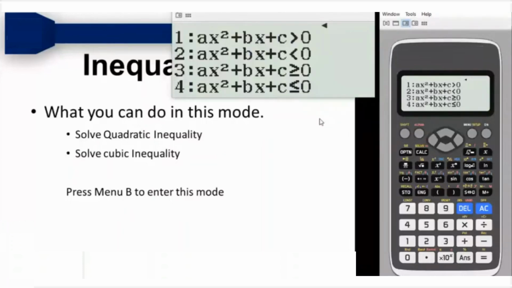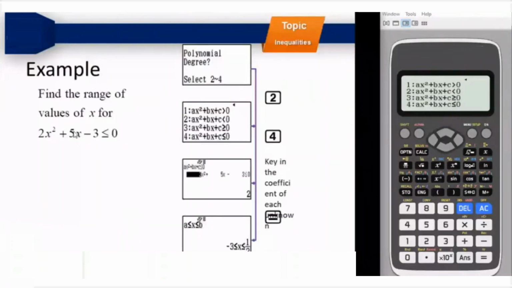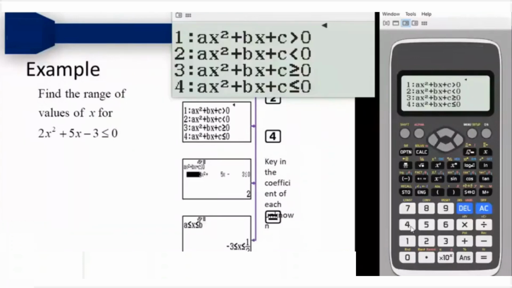This is the screen that is visible to you all on your calculators, whether it is greater than 0, less than 0, greater than or equal to 0, or less or equal to 0. It depends on the question. So let's say the first question is: find the range of values of x for 2x square plus 5x minus 3. It's a quadratic inequality and it is less or equal to 0. Please note that less or equal to 0 is the 4th option. So I will press 4.